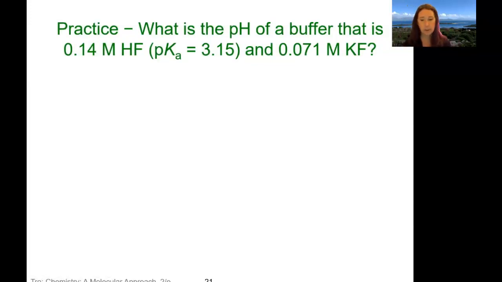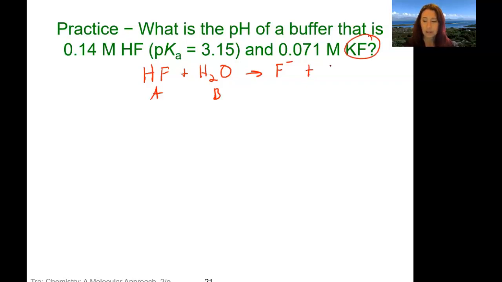What is the pH of a buffer that has 0.14 molar HF and 0.071 molar KF? Again, the most important part of this is you have to understand what we are writing. You have HF, and we put it in water. We know HF is an acid that makes water a base. So that means this is F minus, right? That's the conjugate here. Plus, bases gain, H3O plus.